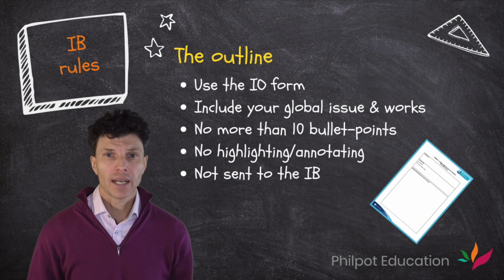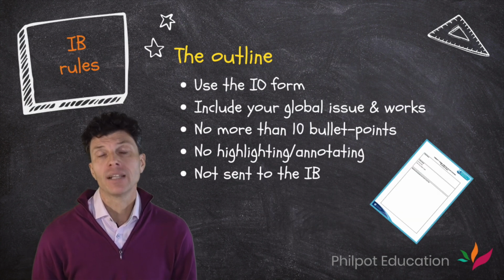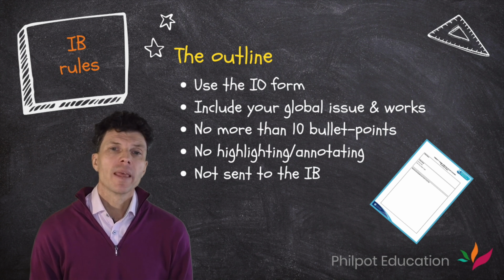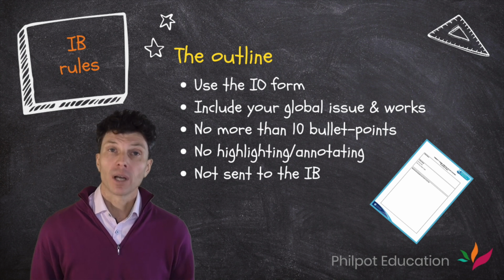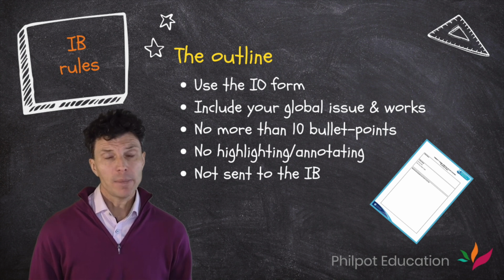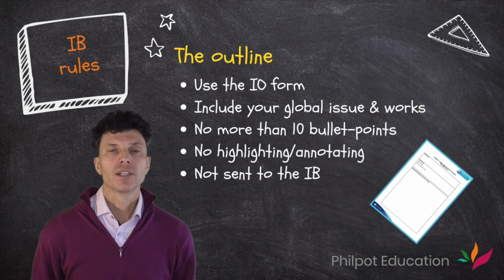So there is an IO form that you need to complete and bring to the exam room. It should not be annotated. There should be no highlighting on this, no color coding. And there are 3 boxes on this form. The first one there is for your global issue. You can write it out in a complete sentence if you want, or sentences.